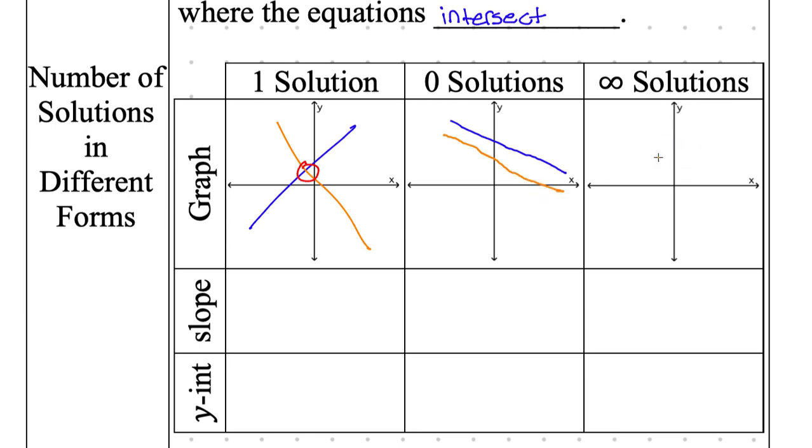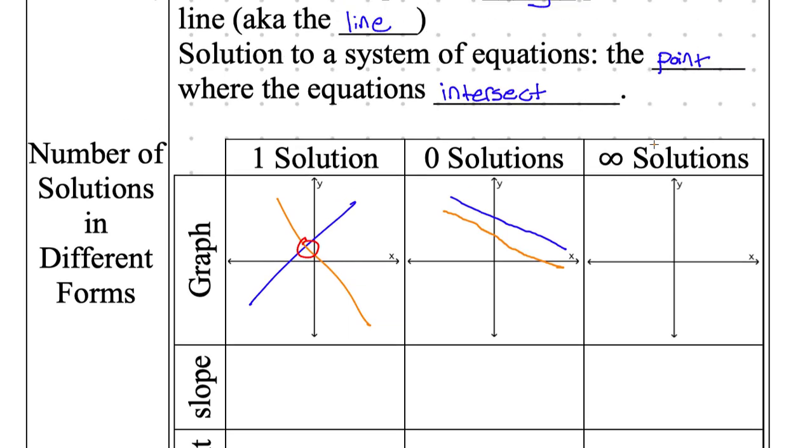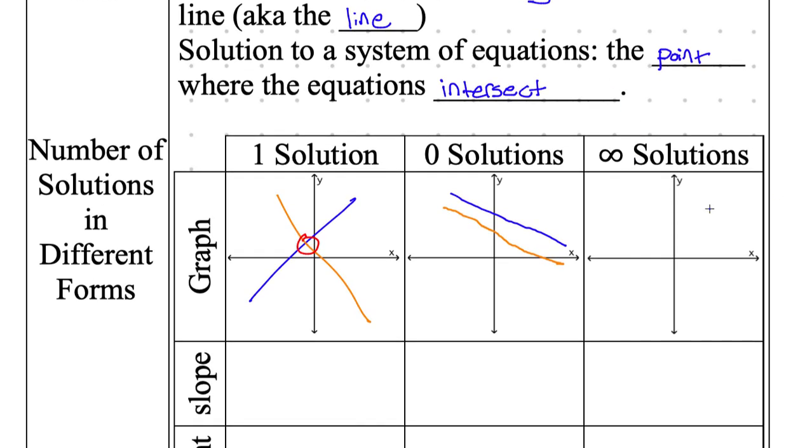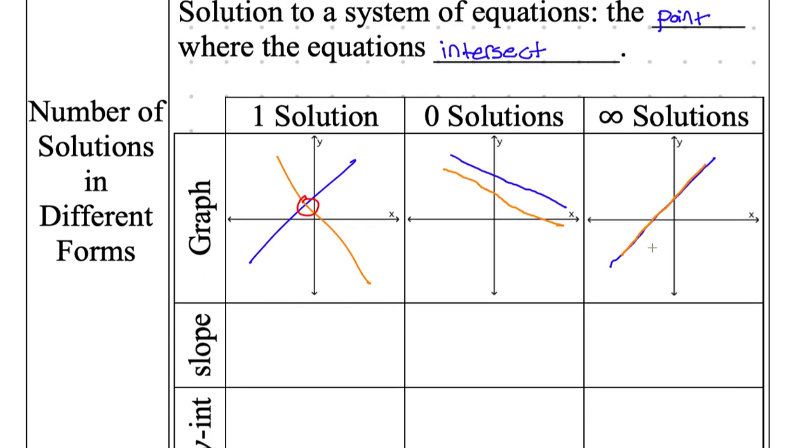Infinite solutions. Take a guess what that would be. How do I get infinite solutions? And I've kind of given you a hint when I talked about if I just have one line, every single point on that line is going to be a solution. So there's an infinite number of solutions on just one line. All right, so an infinite number of solutions, think about this as the same line. I have a blue line and then a yellow line that's exactly on that blue line, because now those two lines touch every single point. They're an infinite number of solutions.